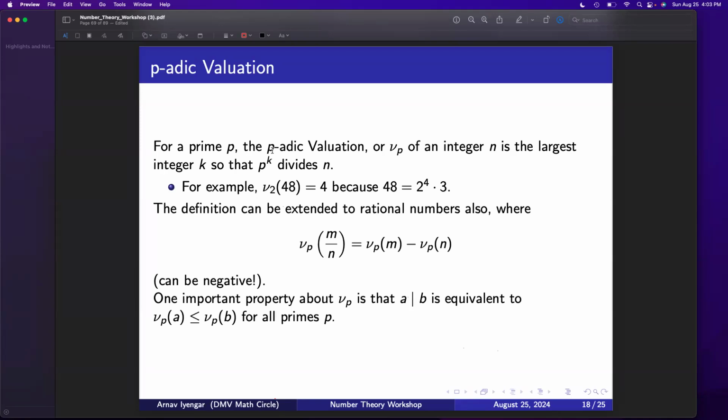Something really cool about this is if you're trying to prove that the square root of 2, or cube root of 2, is irrational, a very simple way to get it is by supposing the square root of 2 is equal to m over n, and then using v2 to get a contradiction. I'm not going to prove it. So you have vp of m over n is just vp of m minus vp of n.